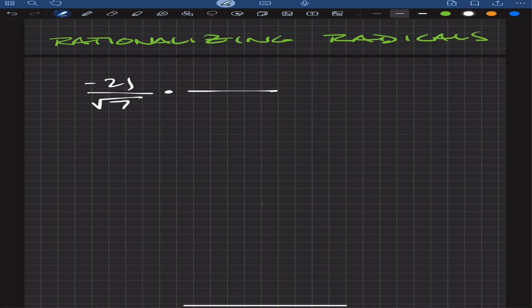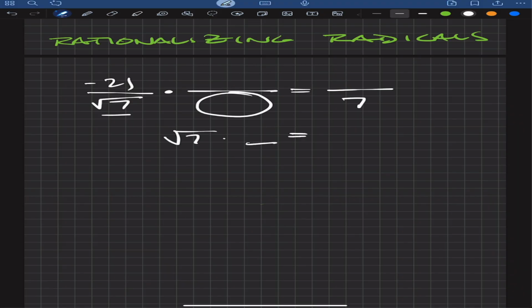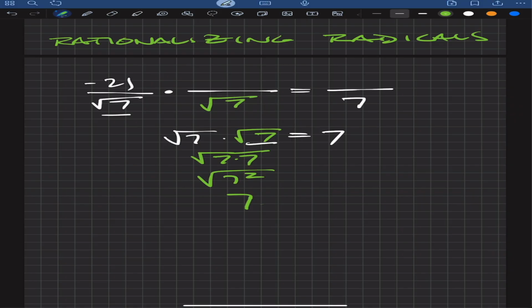I'm going to suggest that I need to multiply this square root 7 by something so that it's no longer the square root of 7. In fact, the easiest least value to multiply by to get rid of the square root of 7 will result in a 7. So the square root of 7 times what is equal to 7. And hopefully you thought about it and you said, yeah, square root of 7, because the square root of 7 times the square root of 7 is that, which is this, which is in fact that.